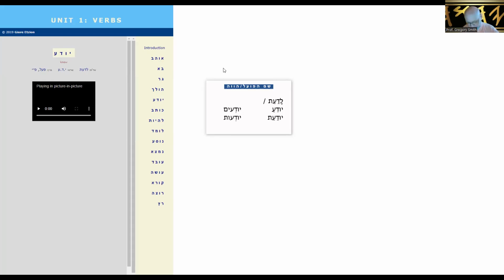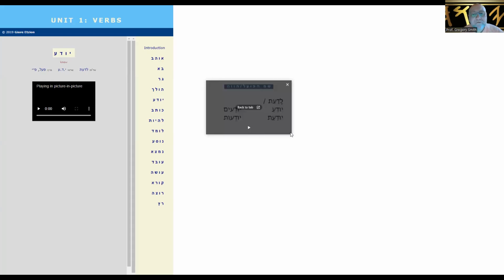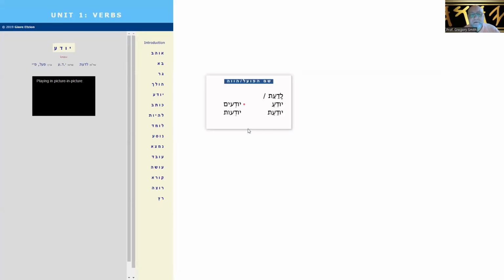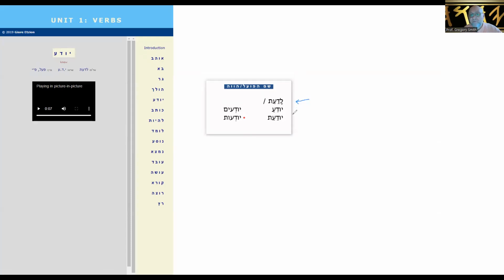In other words, it's like whether it's masculine singular, feminine singular, masculine plural, or feminine plural. And so that's what all these verbs are set up as. So for example, the word for to know, I'll just play it here.